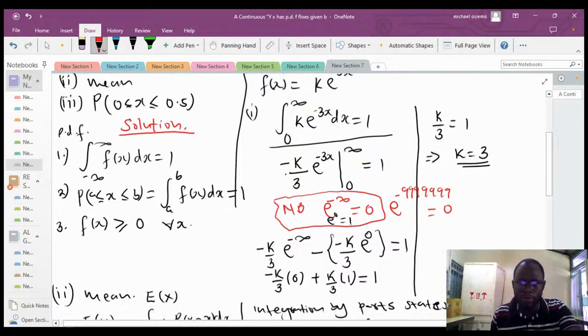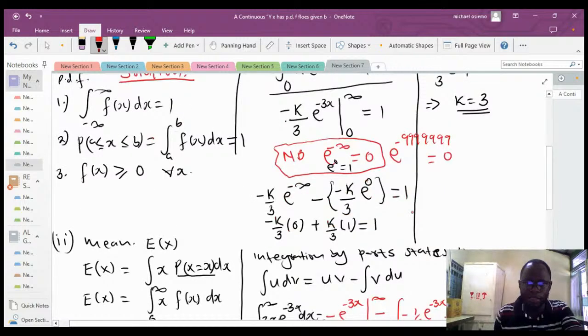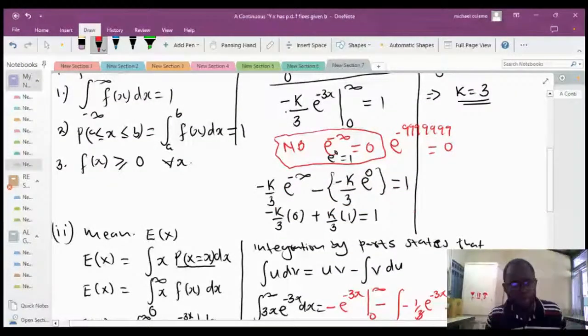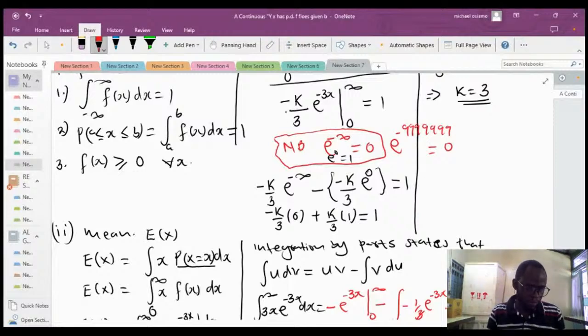So I want to shift gears to complex numbers. I have some questions that my students already sent to me, and I'm going to work them here on this platform, so that those who have problems with the same can follow and understand.